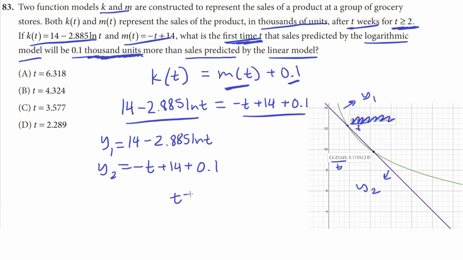So that means at a t value of 4.32449, the value of k of t is 0.1 larger than m of t. So the correct answer is B.